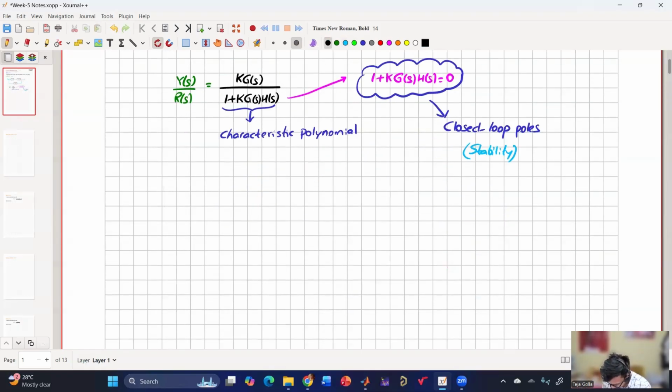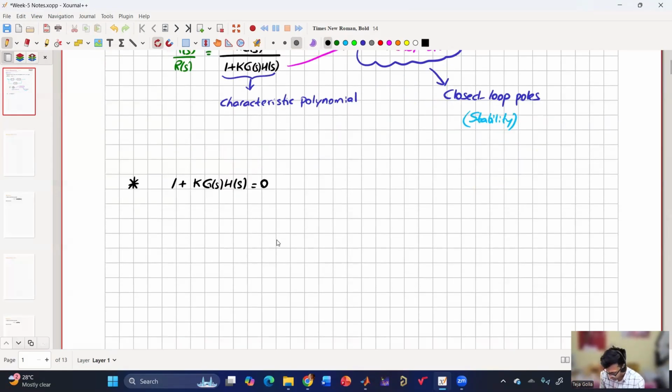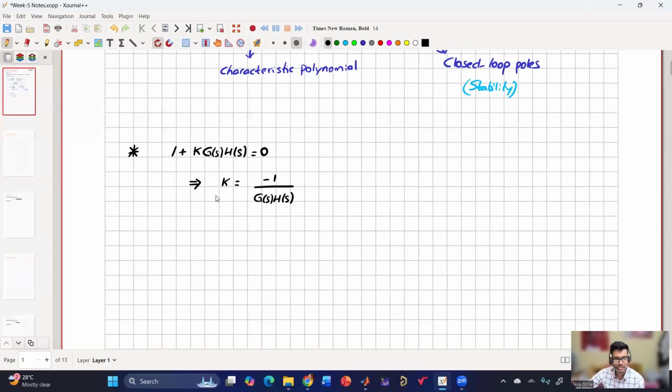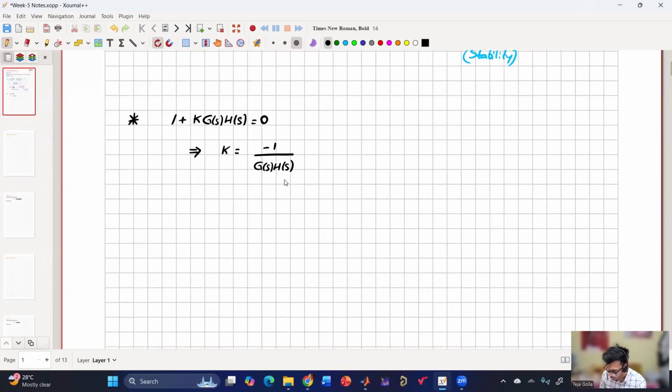So if you consider this equation, 1 plus k G(s) H(s) equals 0, this is the characteristic polynomial. If you keep G(s) H(s) on the other side, we get k is nothing but minus 1 by G(s) H(s). So this is the value of k. As long as k becomes minus 1 by G(s) H(s), those are the roots of this equation. And let us assume G(s) and H(s) to be polynomials.